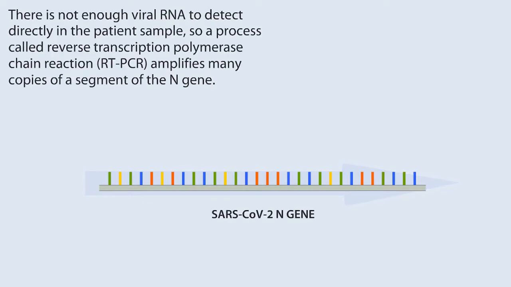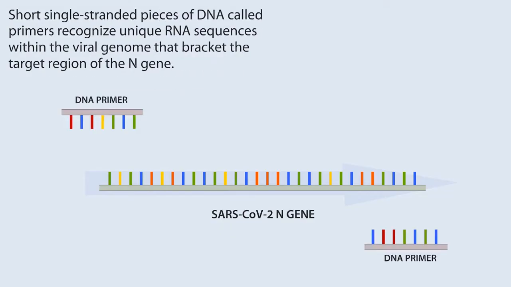There is not enough viral RNA to detect directly in the patient sample. So a process called reverse transcription polymerase chain reaction, RT-PCR, amplifies many copies of a segment of the N gene. Short single-stranded pieces of DNA called primers recognize the unique RNA sequence within the viral genome that brackets the target region of the N gene.